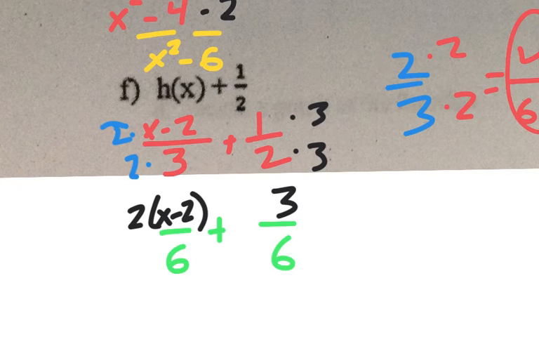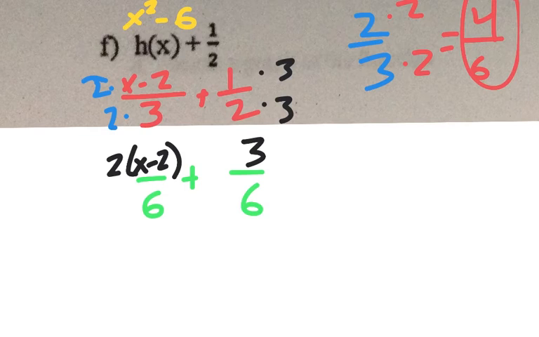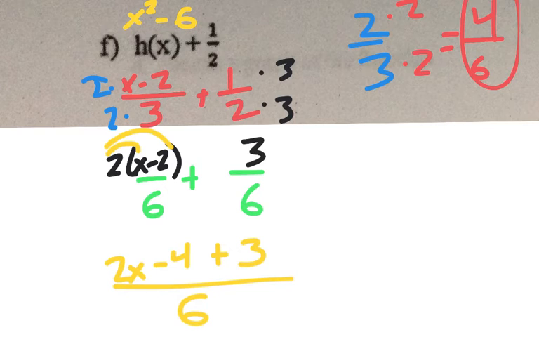So the left fraction, 2 times x minus 2, let's distribute that. 2 times x is 2x. 2 times negative 2 is negative 4. And then I have what's in the other fraction? Plus 3. And now all of this is over 6. The whole point of getting a common denominator was so I could write it as a single fraction. So that's what I'm going to do. Write that as a single fraction.